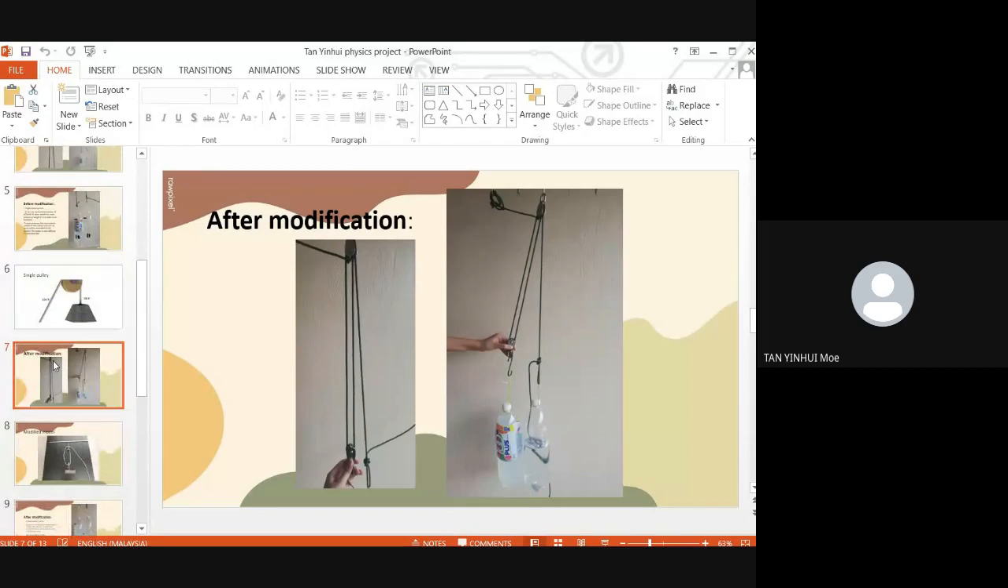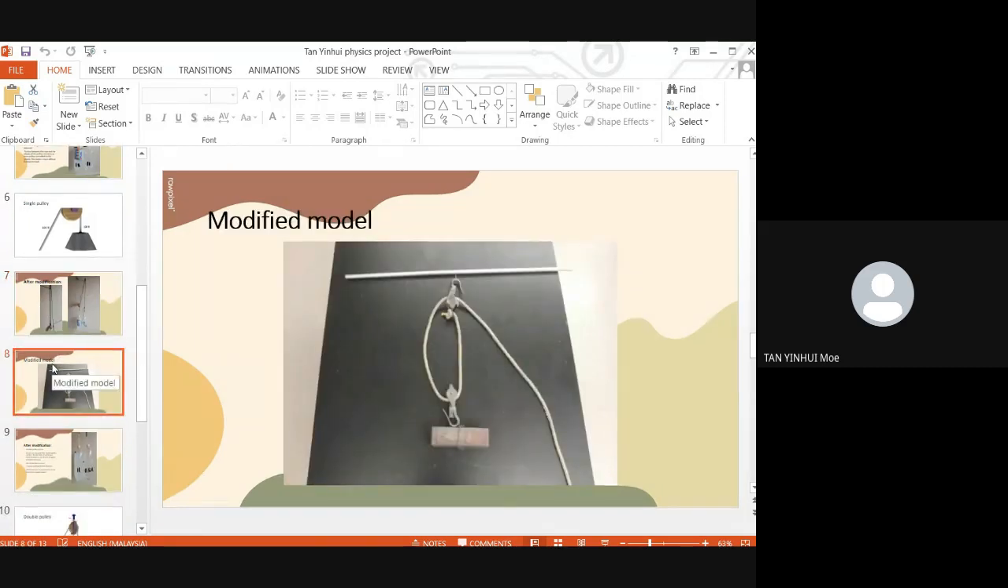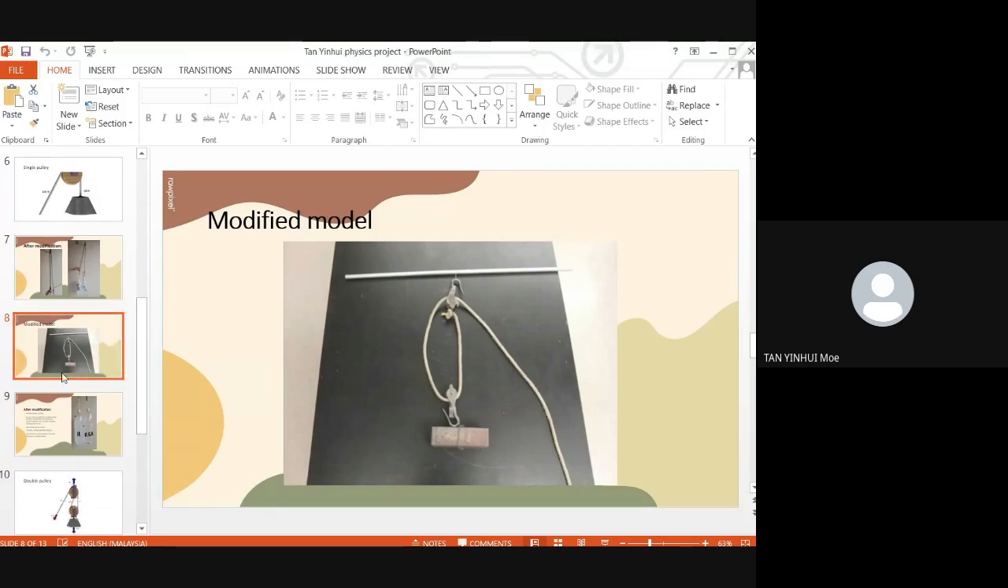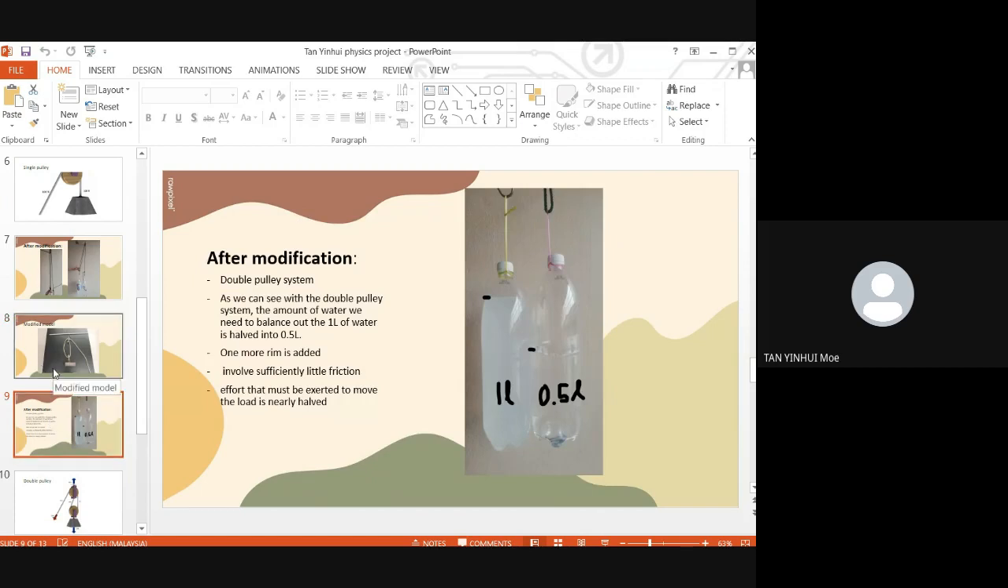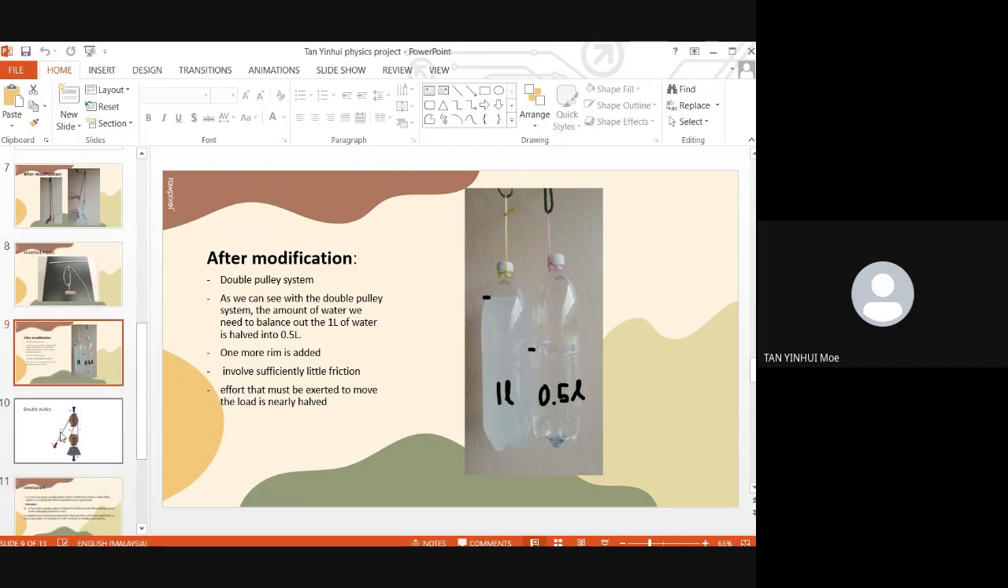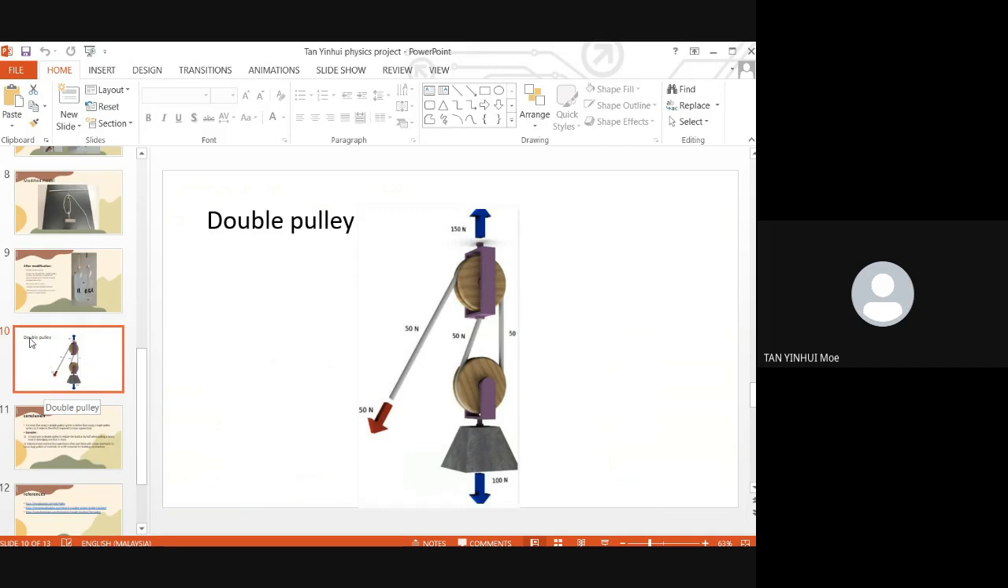After the modification, this is a double pulley system, which uses two rims. This is a closer look at the double pulley system. As you can see, the amount of water we need to balance out the 1 liter of water is half, 0.5 liter, which means the force needed is half to balance out the bottle. It involves sufficiently little friction with this double pulley system, and the effort that must be exerted to move the load is nearly half. This is the diagram for the double system.